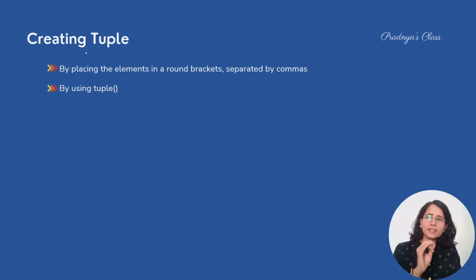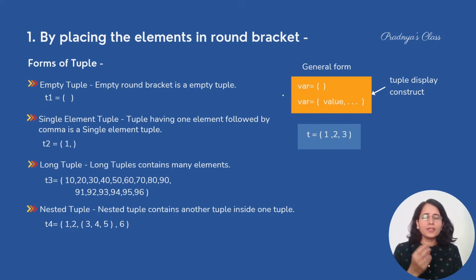Okay, now let's study how to create a tuple. We can create a tuple in two different ways, just like a list. We can place the elements of the tuple in round brackets, or parentheses, separated by commas, and we can use the built-in constructor tuple. Here is the general form to enclose the elements of the tuple in round brackets. Using this construct, we can create different forms of tuples.